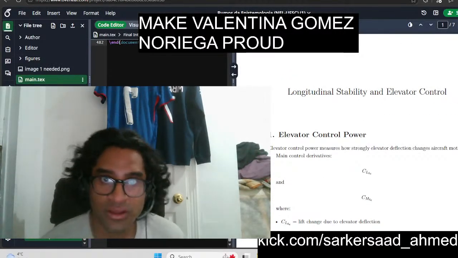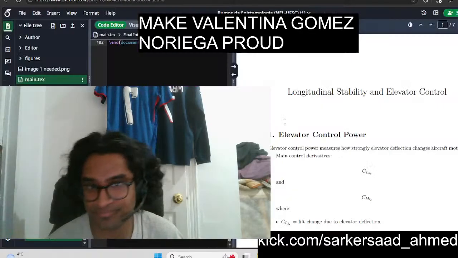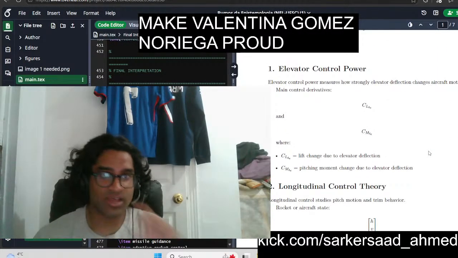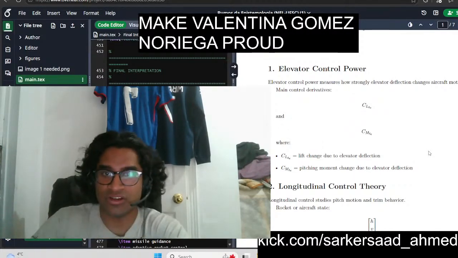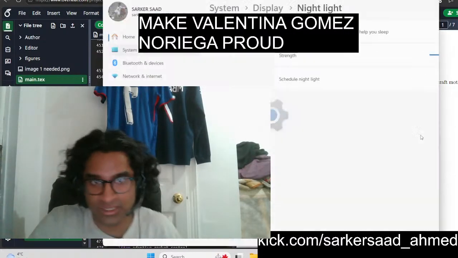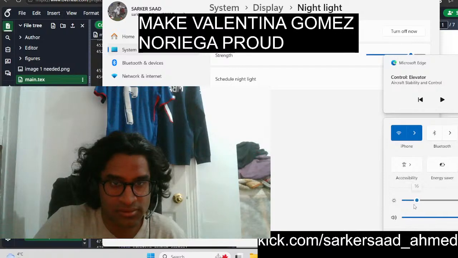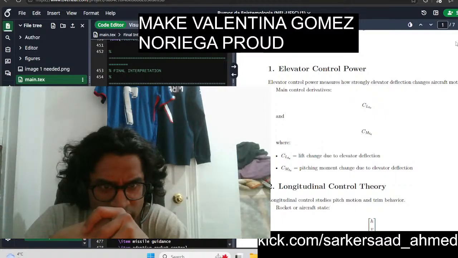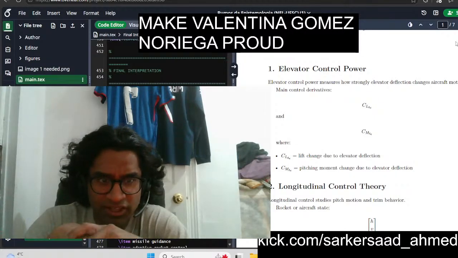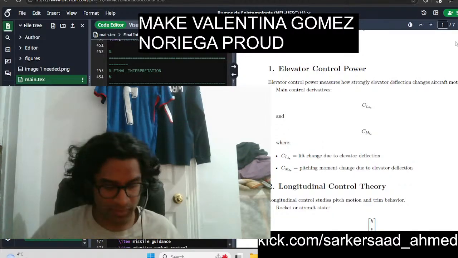All right. I'm going to look at X now. So elevator control power. Elevator control power measures how strongly the elevator deflection changes aircraft motion. So the main control derivatives are, let's put a night light and lower the brightness. The main control derivatives are: lift change due to elevator deflection, and the pitching moment change due to elevator deflection. I can write that.